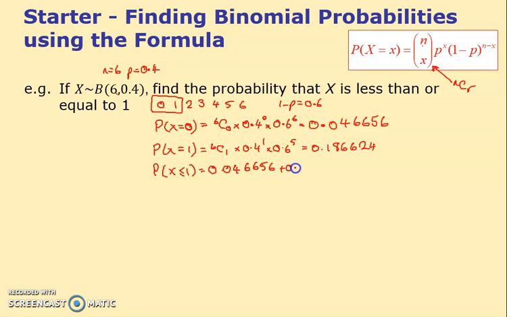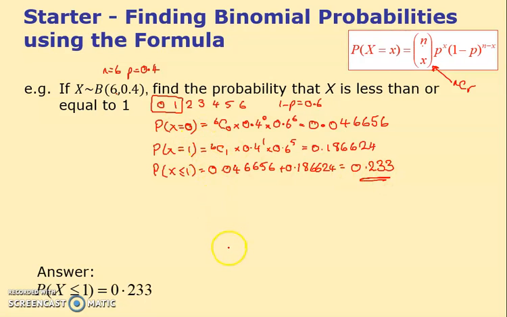So plus 0.186624, let's just do that on my calculator, plus 0.046656 plus the other one equals, I get 0.233, and this time I'm going to round it to 3 significant figures. Good, that's the answer. Now notice though, that was quite a lot of work, and we don't really want to have to do quite a lot of work.